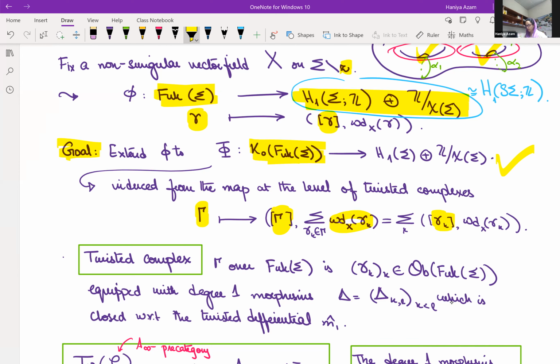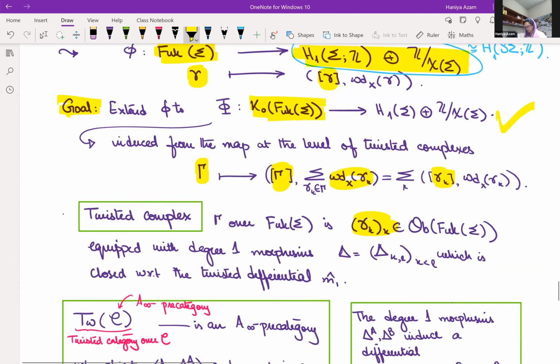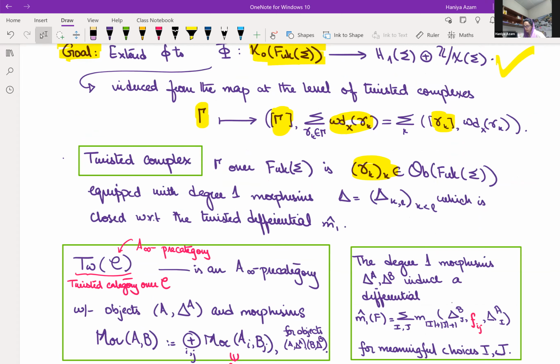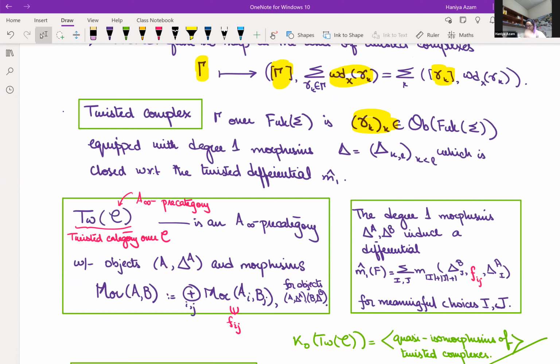A twisted complex is basically a bunch of curves that belong to the Fukaya category, and they come equipped with intersection points, which you can consider as morphisms, and this is closed with respect to the twisted differential. So this is an A-infinity pre-category, the twisted category. If you take any A-infinity pre-category, which our Fukaya category was, you can consider the twisted category over the Fukaya category.